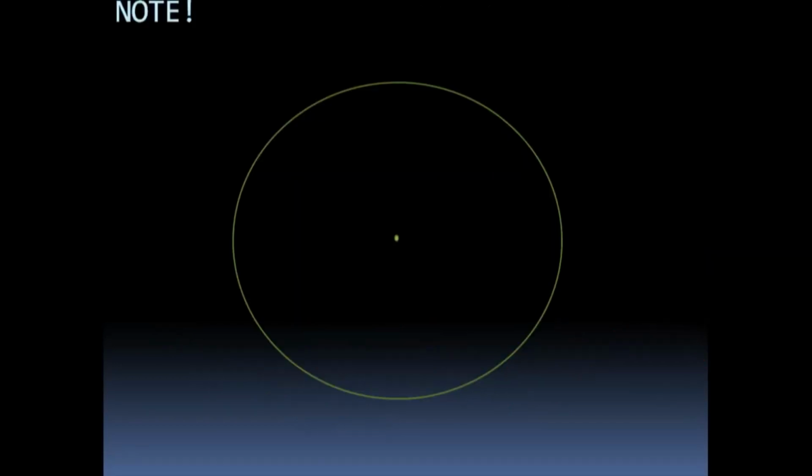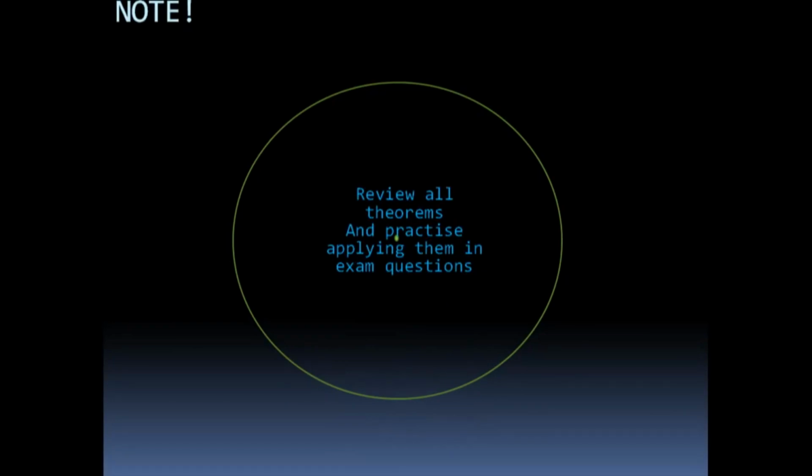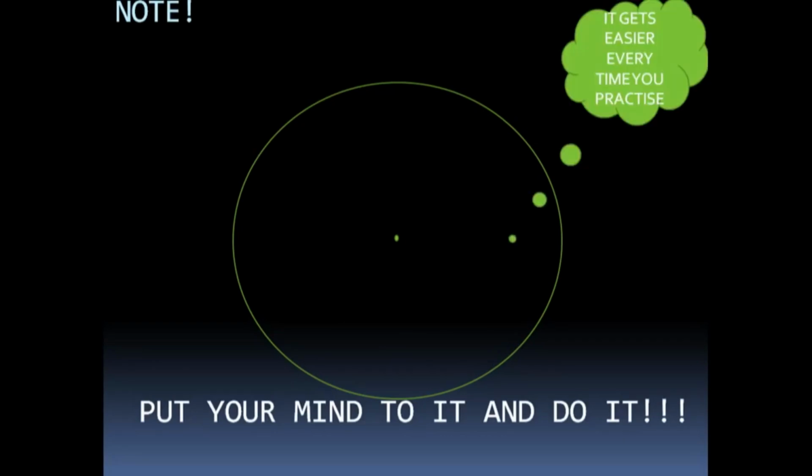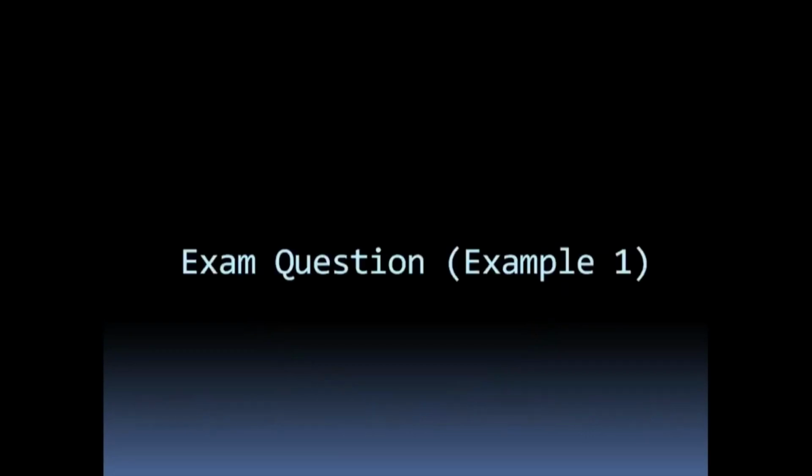All right. So what you've got to do is review all the theorems and practice applying them in exam questions. Put your mind to it. You can do it. It gets easier every time you practice. Now, we're going to look into an example of an exam question. We're almost done. We're just looking at two exam questions.